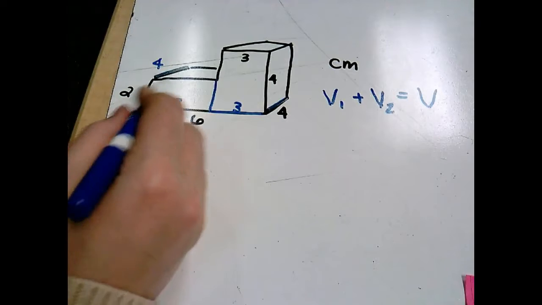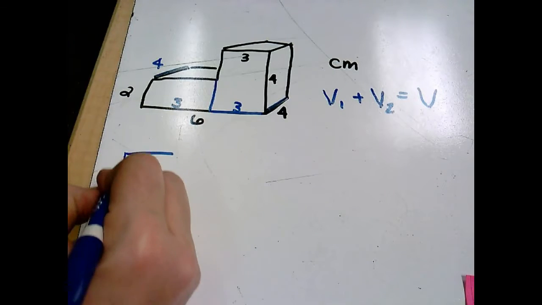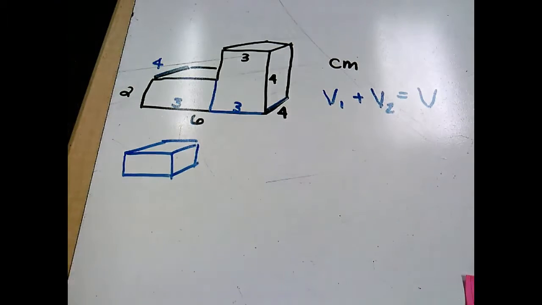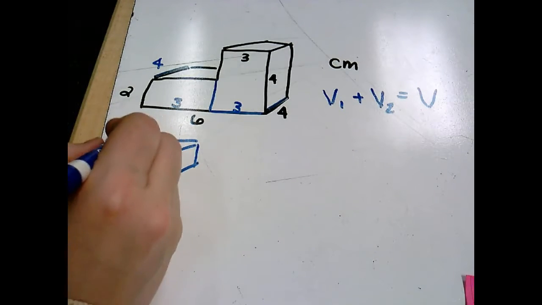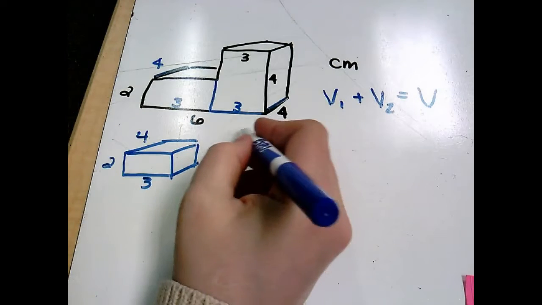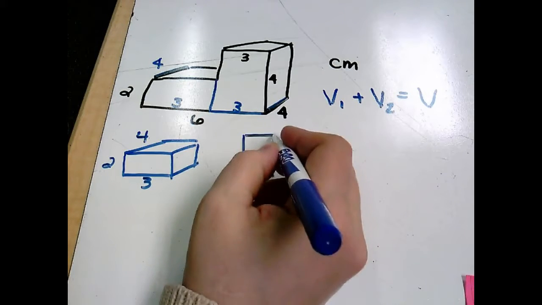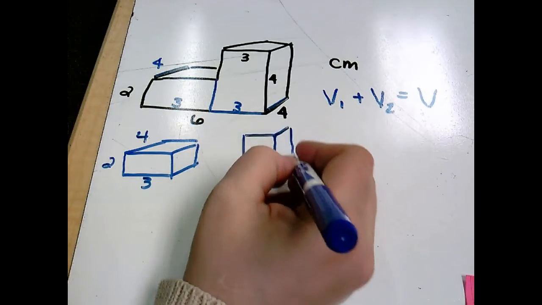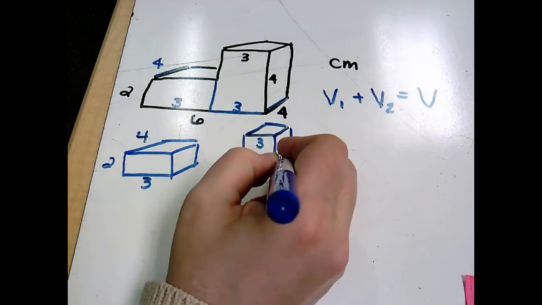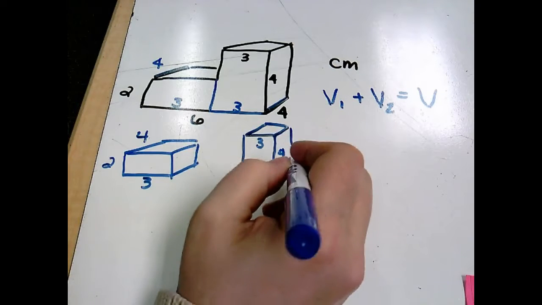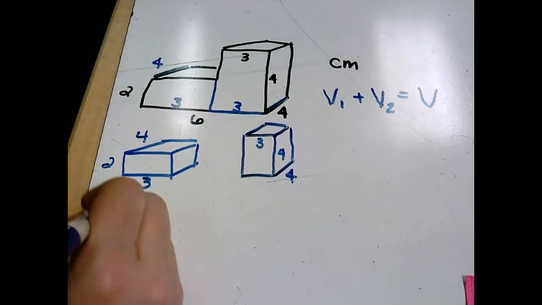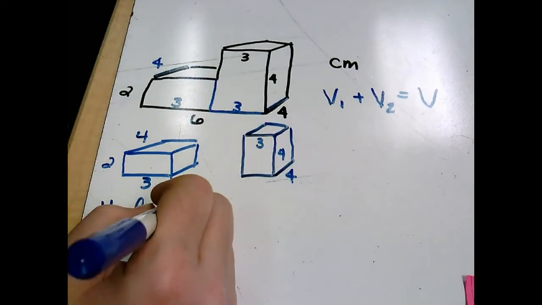So now if you imagine, I'm going to take this first piece, and it's a rectangular prism that looks about like that, and it's 2 by 4 by 3. Then my second piece is taller over here. It's another rectangular prism, and it's 3 by 4 high and also 4 deep. So volume for both of these is length times width times height.